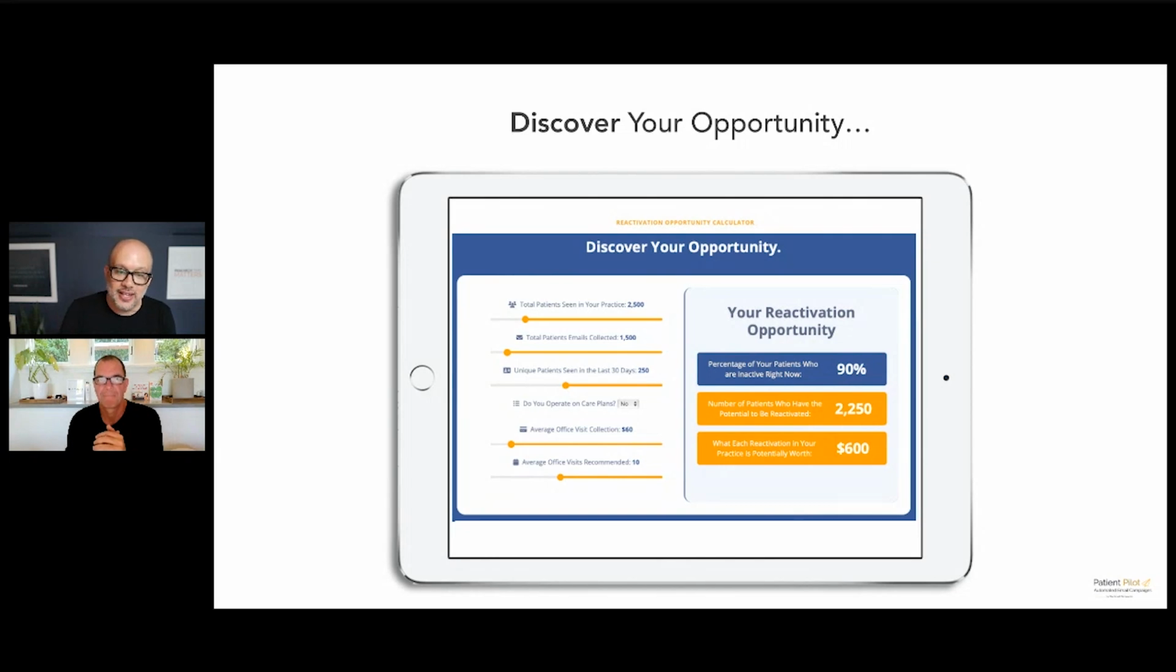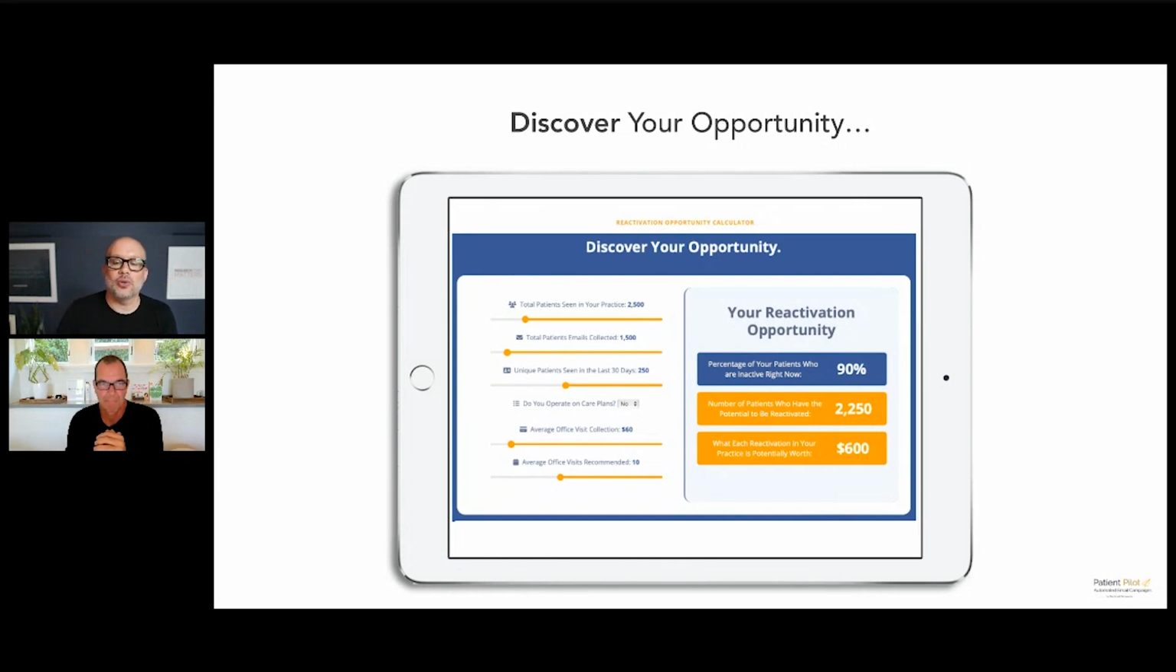So in this case, my friend here in Tampa had 2,250 people that were inactive, that know, like, and trust him, that have been into the practice, that have paid in the past, received benefit in the past, and are generally happy with the experience that they had. That's 2,250 opportunities, and every single one of those has a potential value of $600 in that practice.